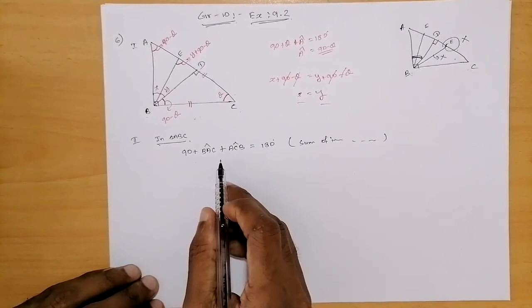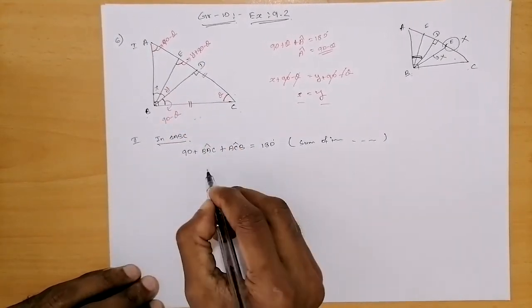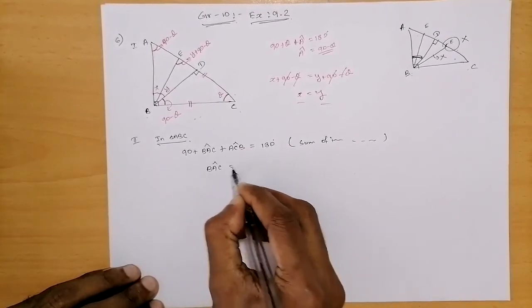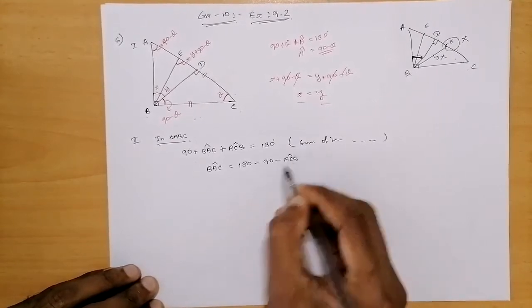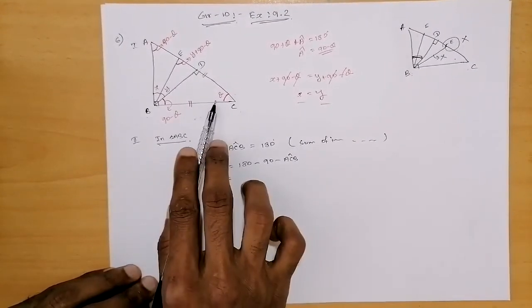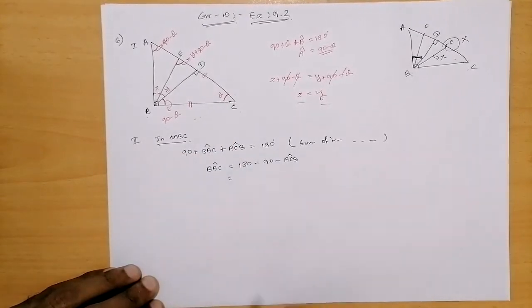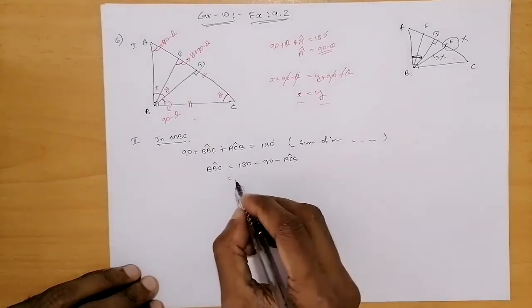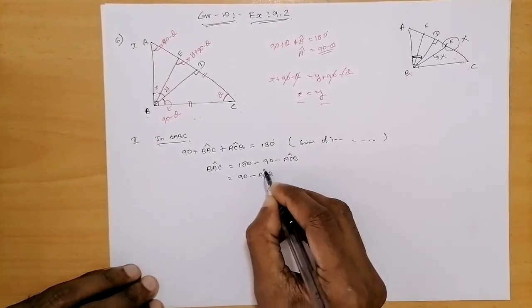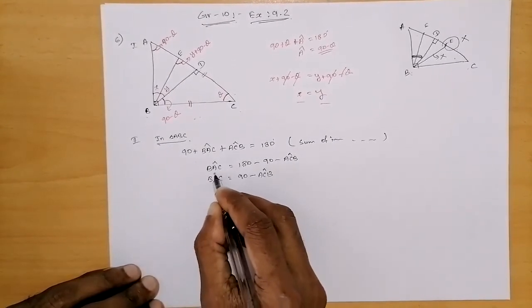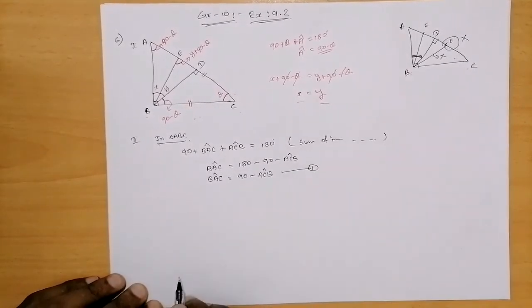So from this, we need to take the angle A, which means BAC. So BAC is equal to 180 minus 90 minus ACB. The angle ACB we marked as theta, right? The same concept we are doing, but without theta. So 180 minus 90 minus ACB. So BAC equals 90 minus ACB. Okay, that is the first data we take.